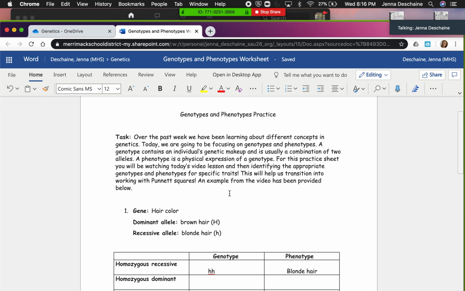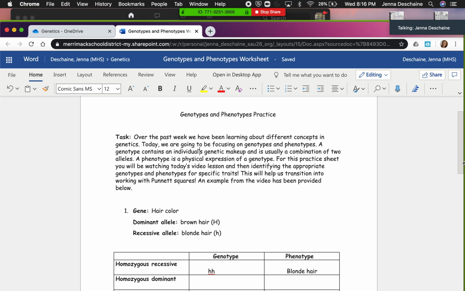So it says, over the past week, we have been learning about different concepts in genetics. Today, we are going to be focusing on genotypes and phenotypes. A genotype contains an individual's genetic makeup and is usually a combination of 2 alleles, okay? Remember, an allele is a version of a gene. A phenotype is a physical expression of a genotype.